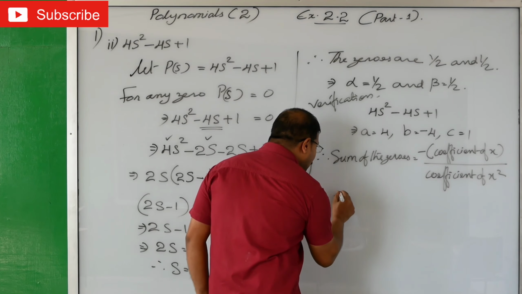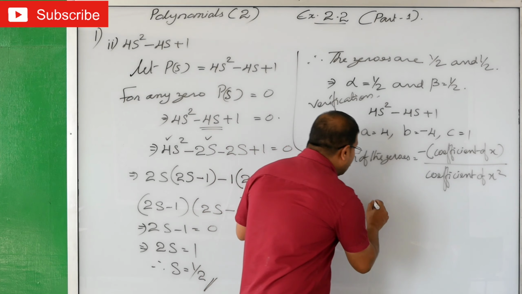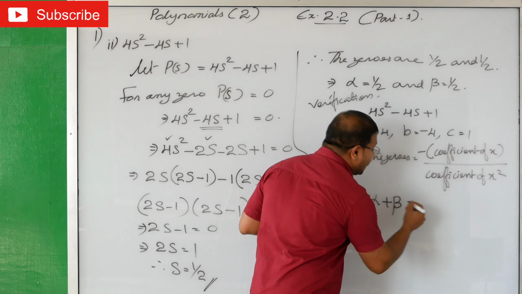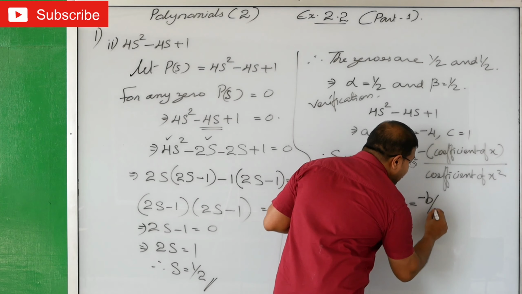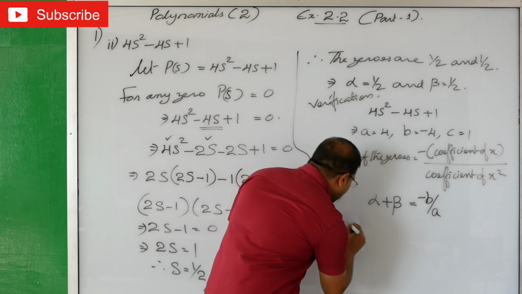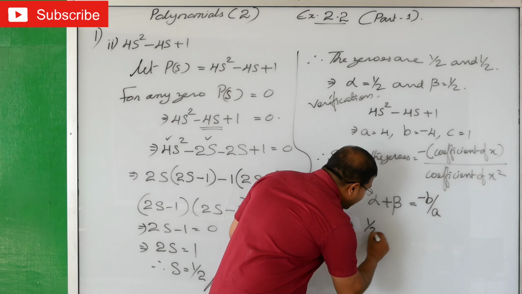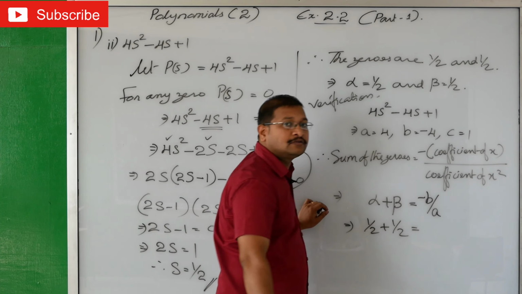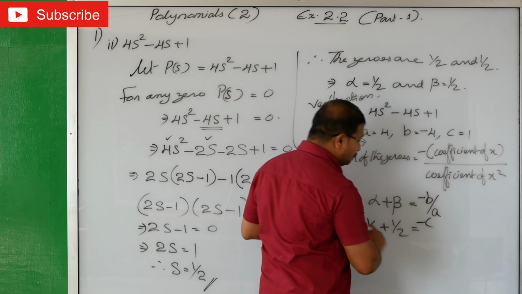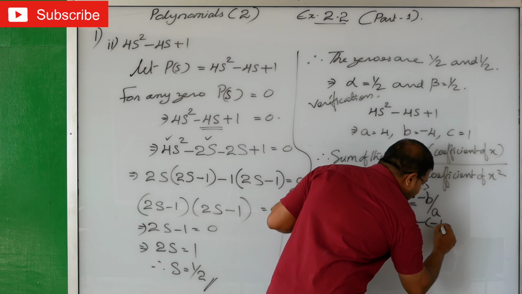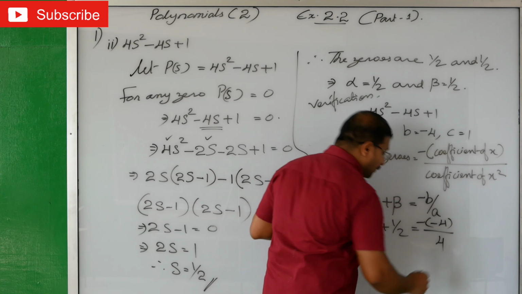Ready? This implies the sum of the zeros. We know that alpha and beta are the zeros. Sum of the zeros means alpha plus beta equals minus coefficient of x, that means minus b by a. One zero is 1 by 2, the other one is 1 by 2. So we'll write 1 by 2 plus 1 by 2 equals minus b by a. The value of b is minus 4, so minus of minus 4, divided by the value of a, which is 4.